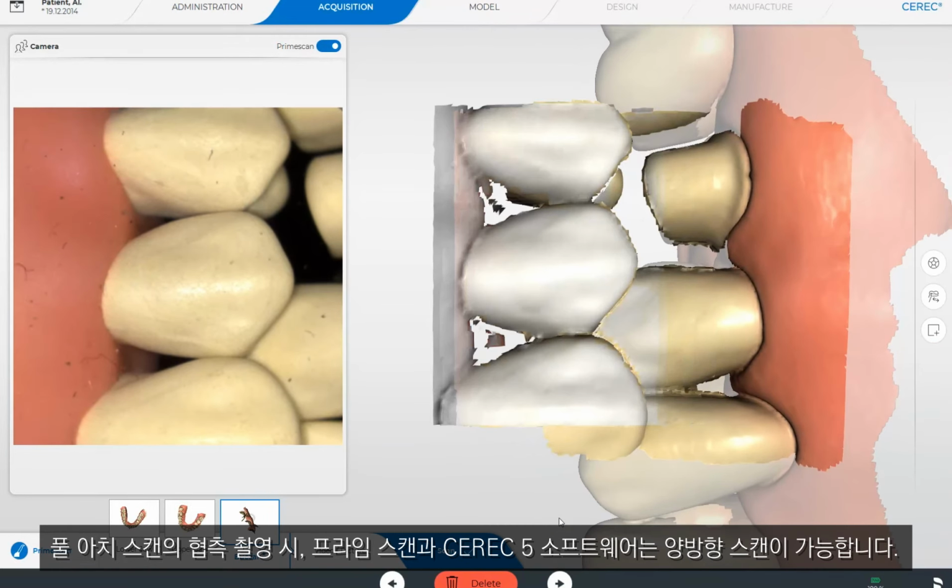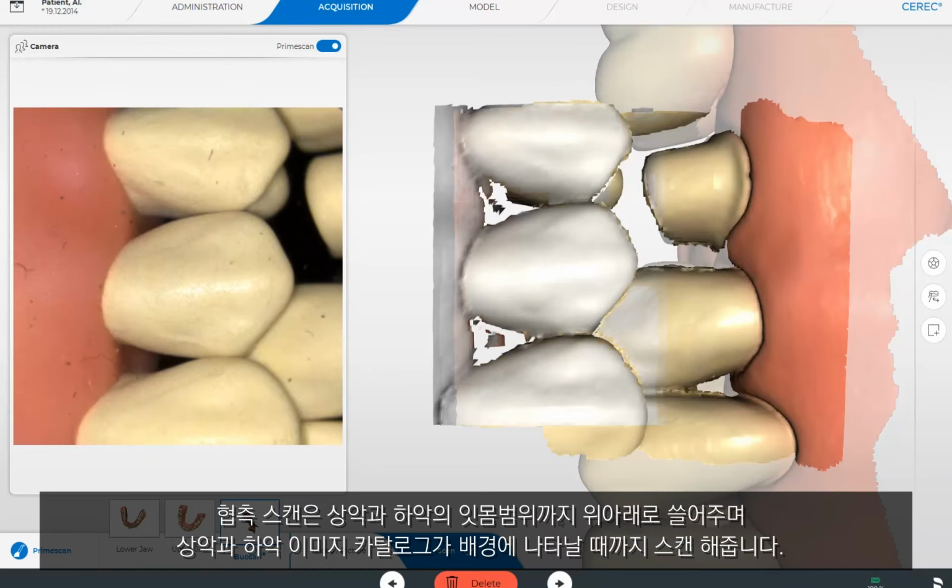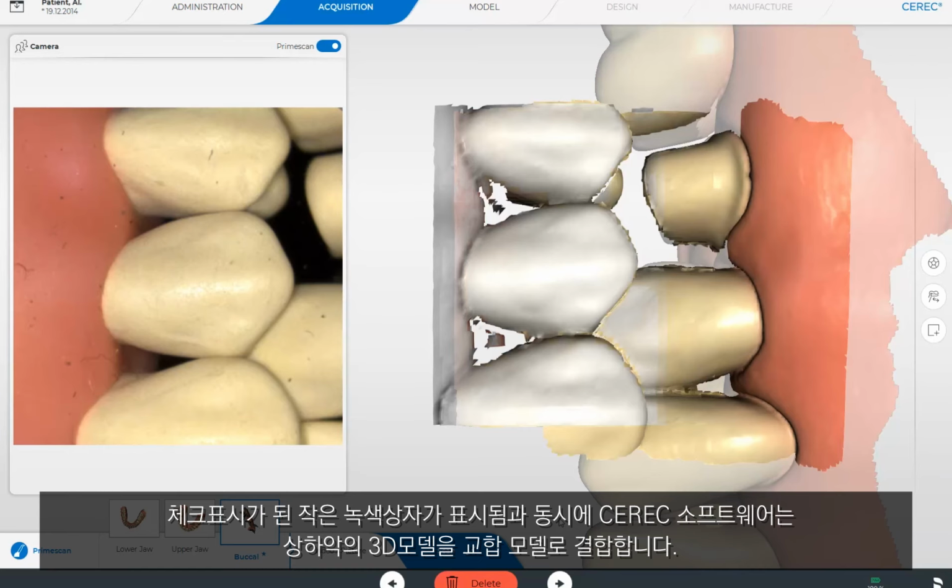In the case of a full arch scan, with Cerec PrimeScan and the Cerec Software 5, you can perform a bilateral scan. For this, we scan the vestibular on one side, sweep the scanner in this area from gingiva to gingiva until the image catalog of both the upper and the lower jaw appears in the background. As soon as a small green box with a check mark is displayed, the Cerec software has merged both 3D models into a bite occlusion.